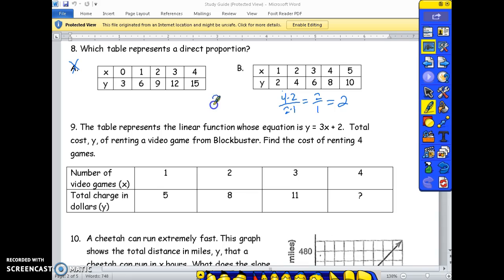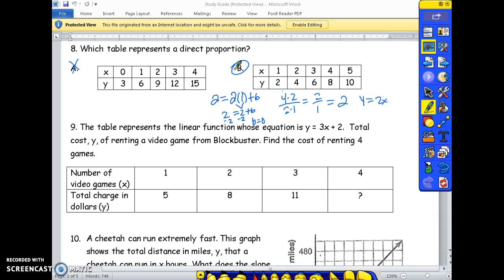So let's figure out what our starting point is. y equals my slope times x plus b. 2 times 1 is 2. Bring everything else down. Subtract 2 from both sides. When we plug this back in, my equation is y equals 2x. It passes through the origin because my y-intercept is 0. So this is a direct proportion.